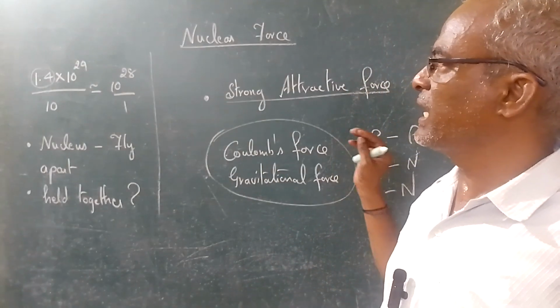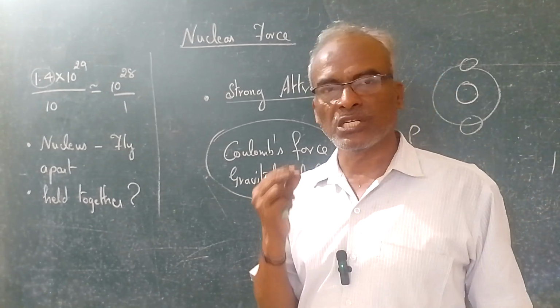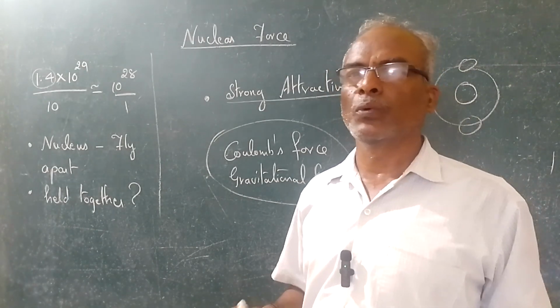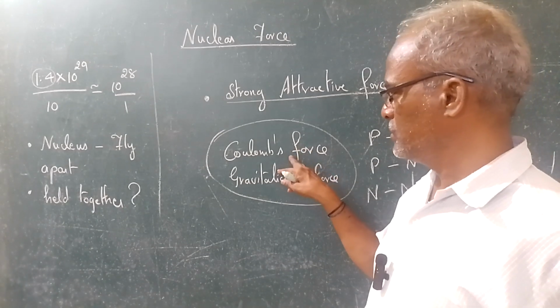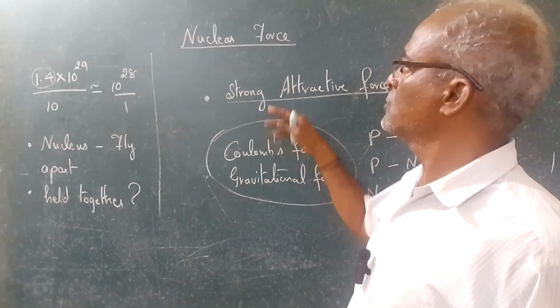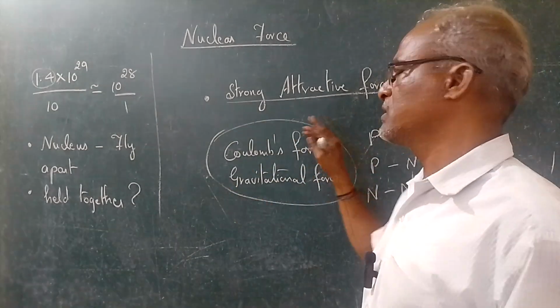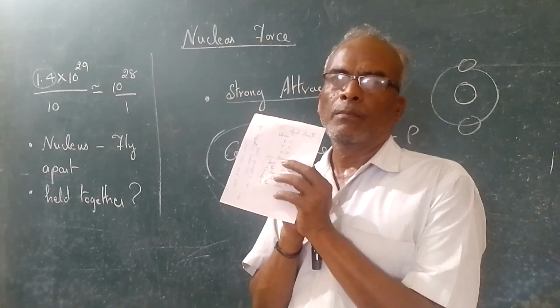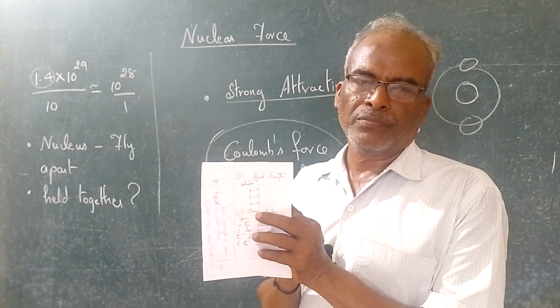By this we can understand what a nuclear force is and how powerful it is. Even though we have a repulsive force like Coulomb's force and an attractive force like gravitational force, when compared to the nuclear force, these forces are highly negligible. That's why nuclei are bound together.